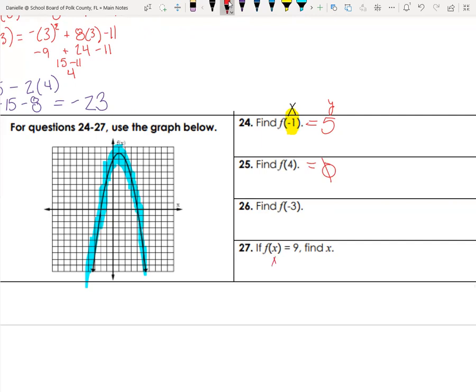This says, what is x? But I know my y. So instead of going to x, we're going to go up to y, 9. So 1, 2, 3, 4, 5, 6, 7, 8, 9. And I'm going to look left and right this time because I'm looking for that x value. And I notice it crosses at 1. So x equals 1. You could also say f at 1 equals 9.